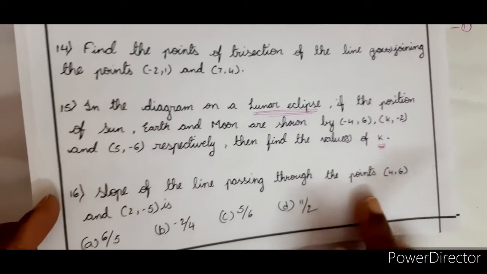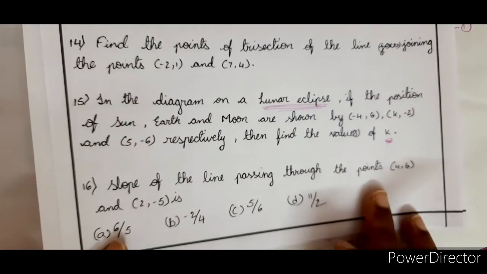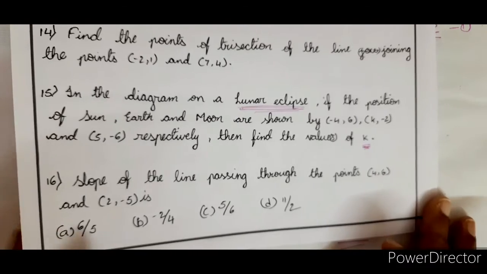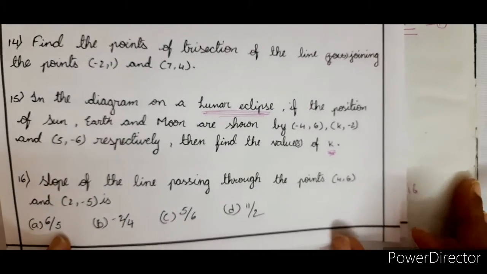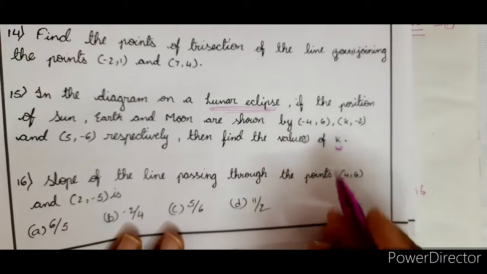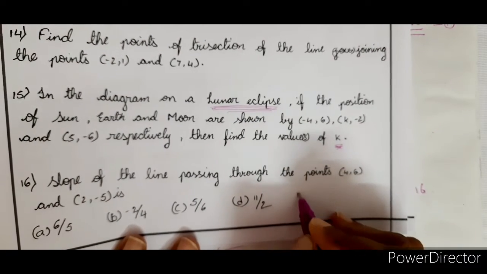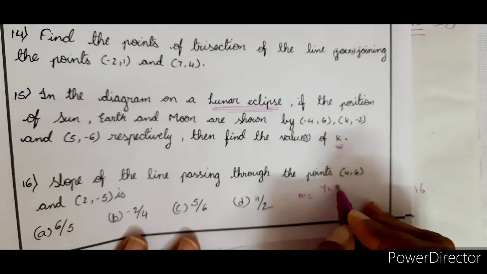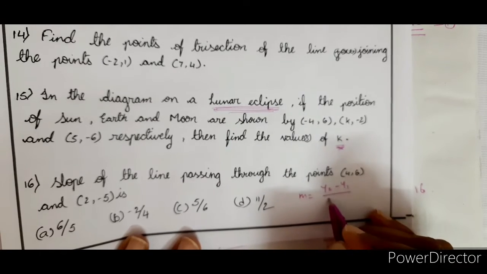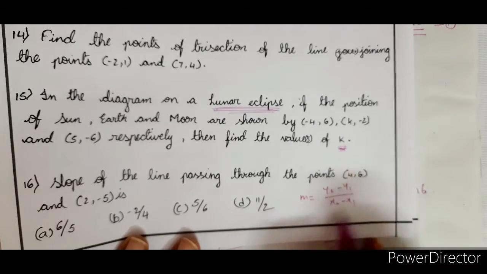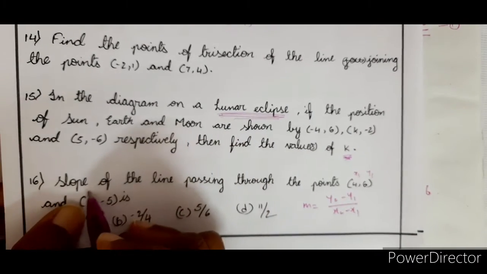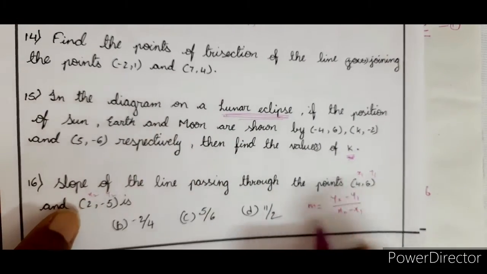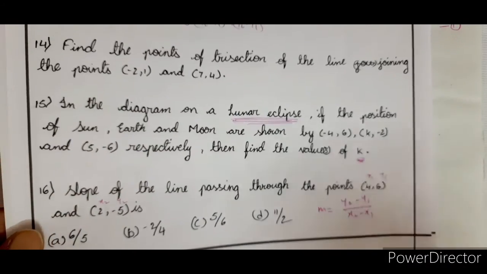Slope of the line passing through the points this and this. Is it clear? Right. So now what is the slope? I am just writing the formula, the remaining part you can do. It is y2 minus y1 by x2 minus x1. This is x1 comma y1, this is x2 comma y2. Substitute and find.